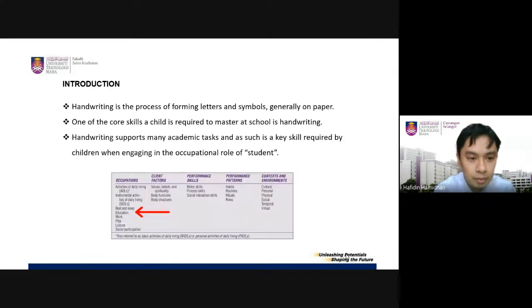Okay, handwriting is the process of forming letters and symbols generally on paper. It is one of the core skills a child is required to master at school. Handwriting also supports many academic tasks and is a key skill required by children when engaging in the occupational role of student.